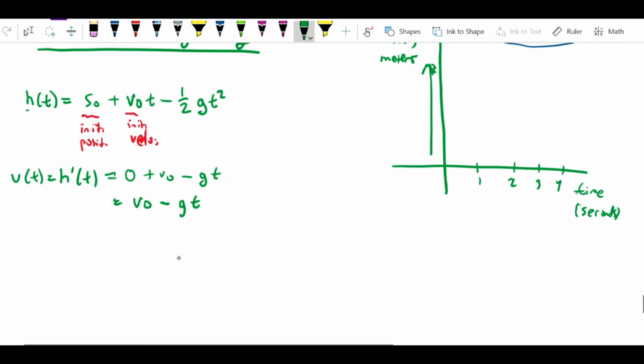eventually dropping it down to 0 and eventually giving it a very strongly negative velocity as time goes on. And then the acceleration is just going to be the derivative of the velocity function, or the second derivative of the height function, and v0 is a constant, so that's going to be 0, and the derivative of gt with respect to t is just g, so that's just going to be negative g. And that's exactly what we expect, which is that assuming that motion is counted in the positive direction, gravity is always accelerating the object downward at a constant rate of g.